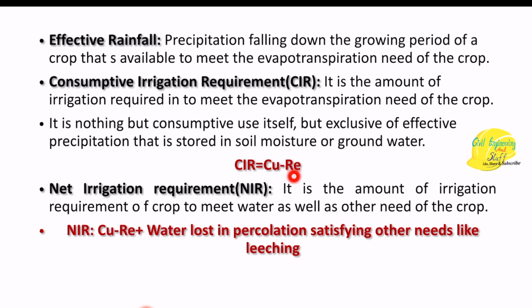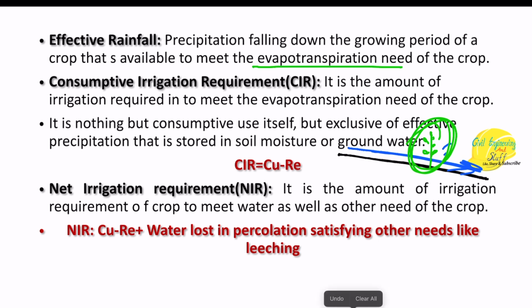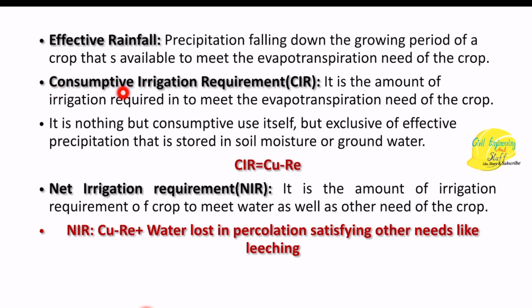If effective rainfall is equal to 0, this means all the rainfall was converted into surface runoff. None of the water was available for the plants or the crop to fulfill their evapotranspiration need. Then the Re value will be 0. It may happen when the soil is clayey and there is an inclined plane, right? So as and when the rainfall happens, all of the water is converted into surface runoff, and there's no water available for the plants to fulfill their evapotranspiration need. Correct. So this is what you call the consumptive irrigation requirement, Cu minus Re.